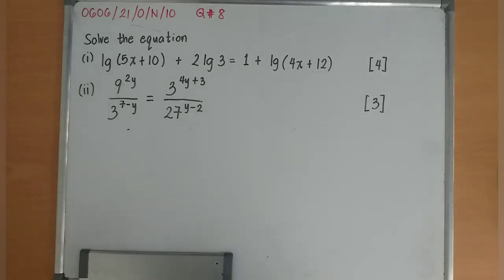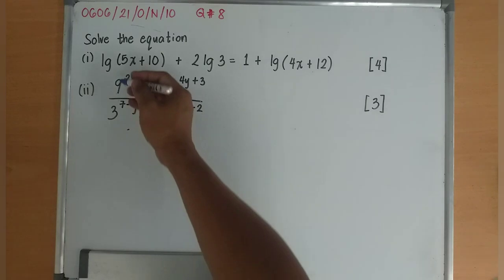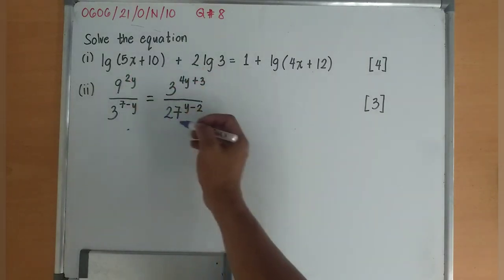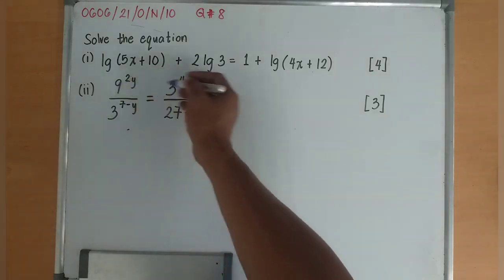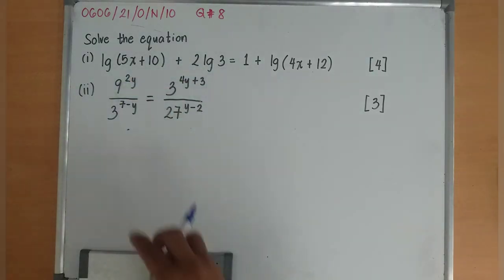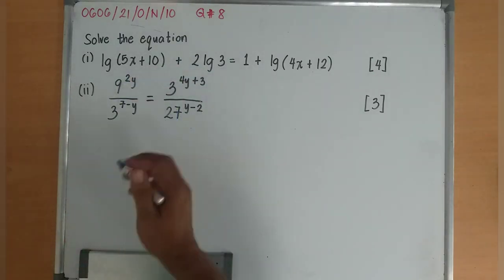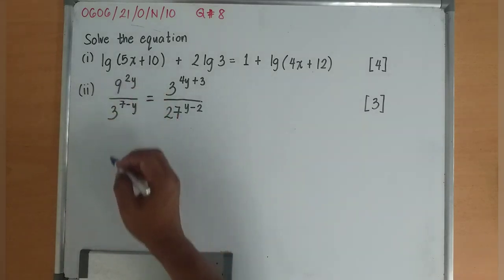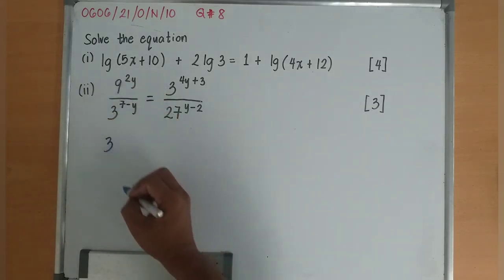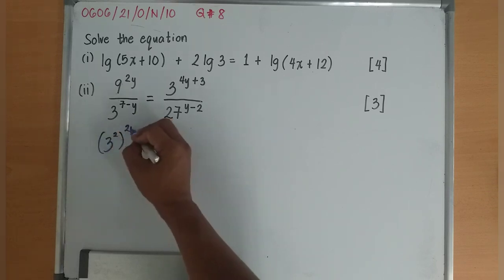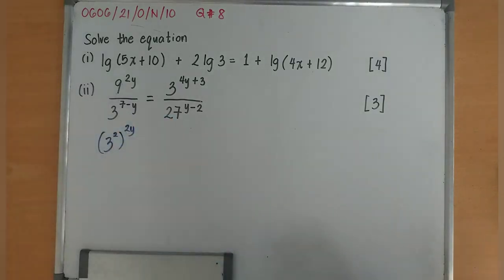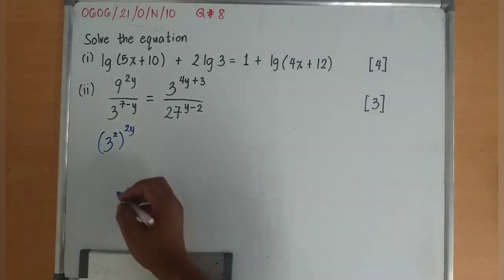Okay? So this 9, 3, 3, and 27 are all bases, and these bases are all connected with a common base, which is 3. So I make the base of this one as 3. So 3 to the power of 2 to the power of 2y. Okay? That's the first thing.